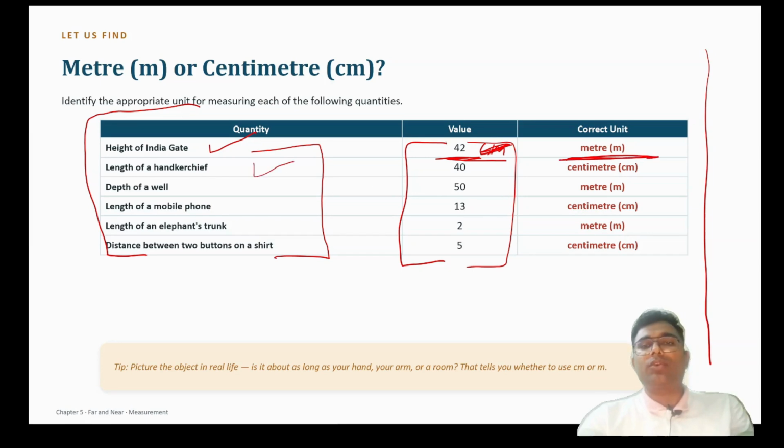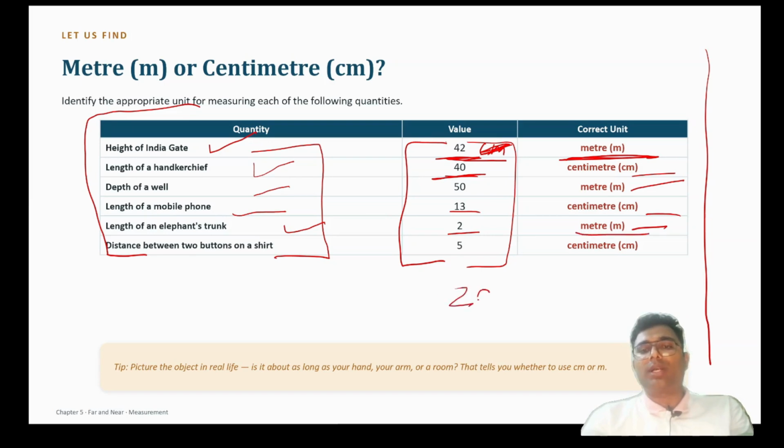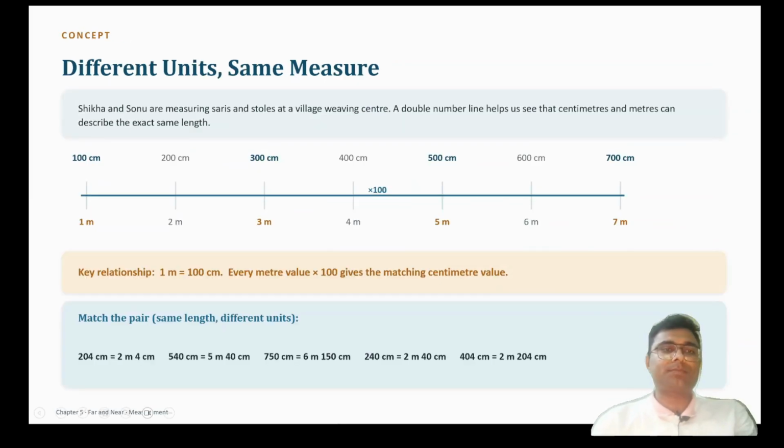Length of hanky that you keep in your pocket, obviously it will be in centimeter. Depth of well will be in meter. Length of mobile phone, 13 centimeter. Length of elephant trunk, 2 meter. It will be in meter. But if it is 200, then it will not be meter, it will be centimeter. Distance between two buttons on a shirt, it is 5, so 5 will be centimeter.